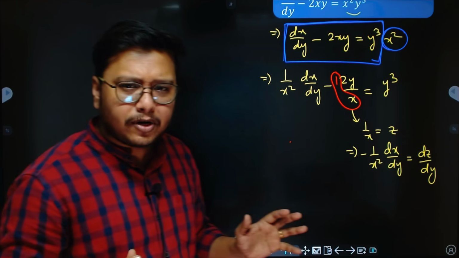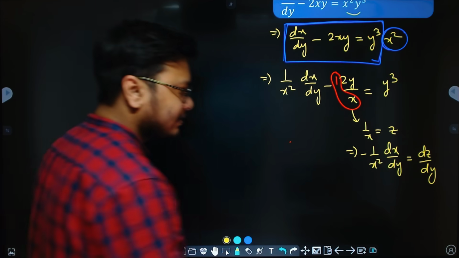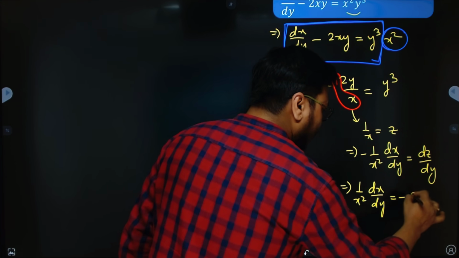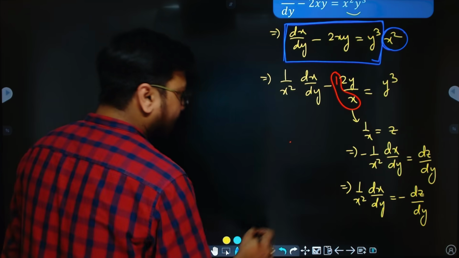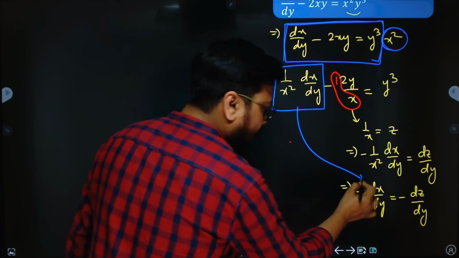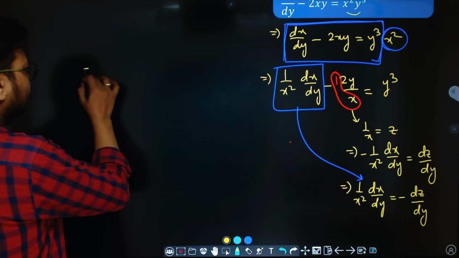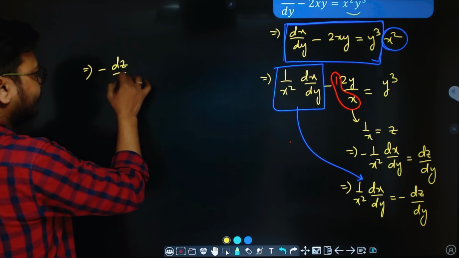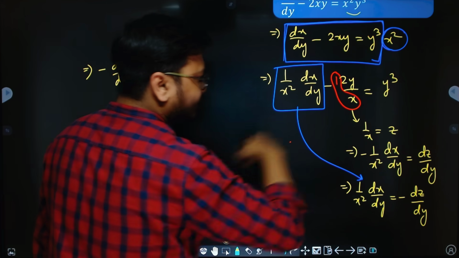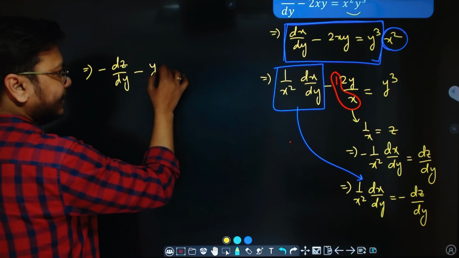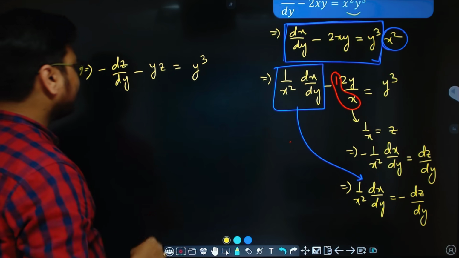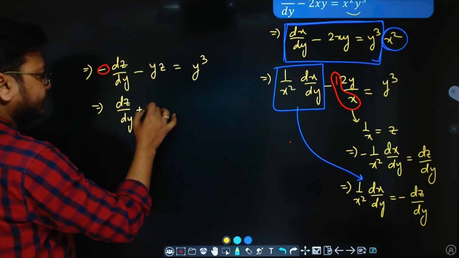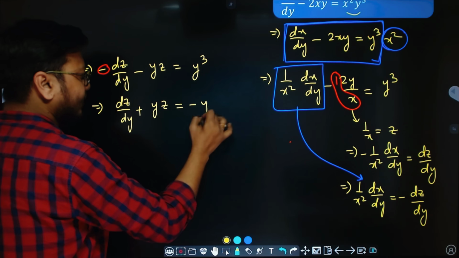So these things you can keep in your mind, or if you're doing it for the first time, don't worry, the terms will get self-adjusted. So if I get rid of the minus from here, I get something like this. Now I can put this value from the substitution, right? So minus 1 upon x square dx dy becomes minus dz dy, minus 1 upon x becomes z, so yz equals y cube. I need to get rid of this minus sign from the derivative coefficient. So dz dy plus yz equals minus y cube.